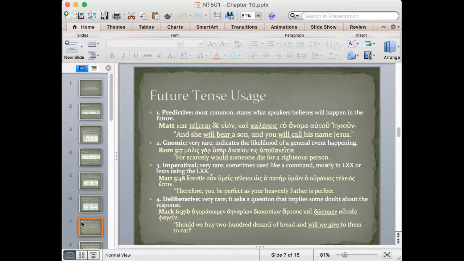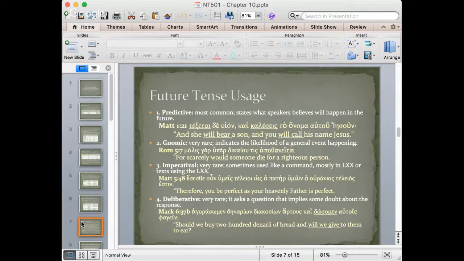There's also the imperatival future. It's very rare. It's used like a command. Mostly it happens in the Septuagint, which is our Greek Old Testament. We don't see it a lot in the New Testament. It's already rare, and obviously there is one occurrence here. We have this Matthew 5:48, and any of you that took Matthew in IBS are familiar with this: therefore, you be perfect as your heavenly Father is perfect. It's the future, but it's being used almost like an imperative.